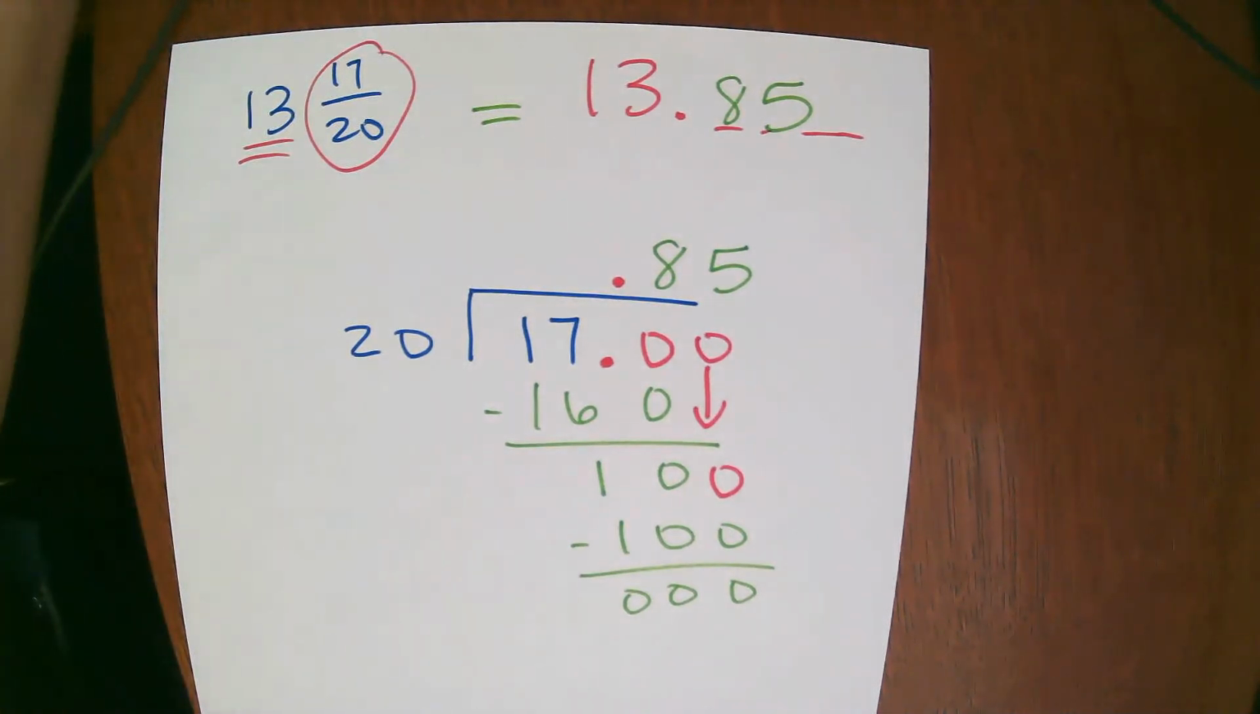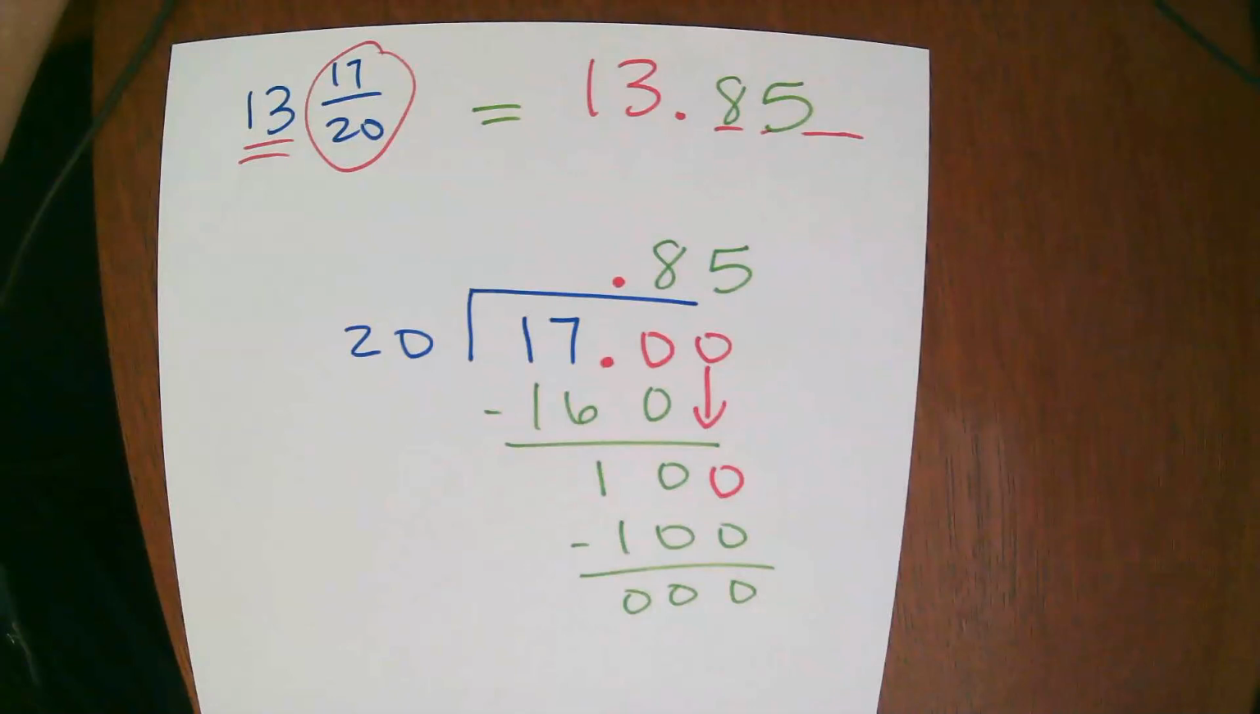And if you pop this into a calculator, you will see it's the same. 17 divided by 20 is 0.85. Okay? All right, hopefully this made sense to you guys.